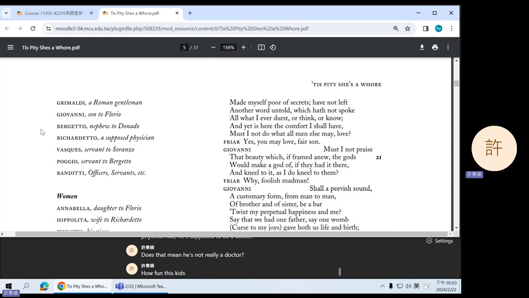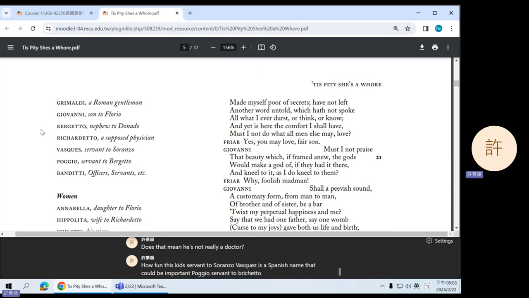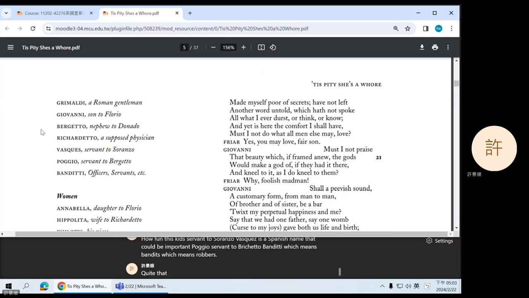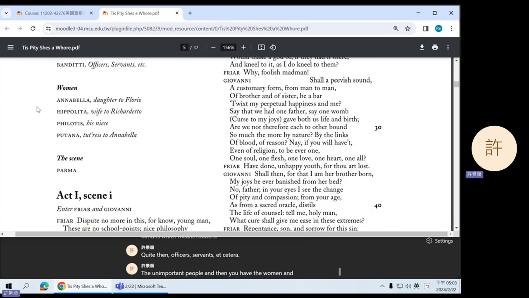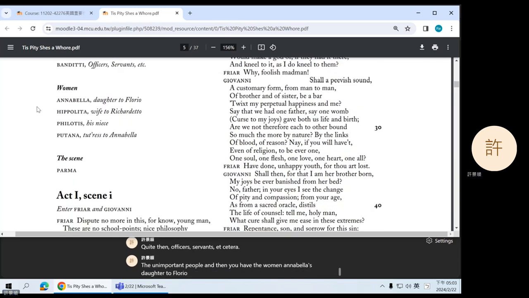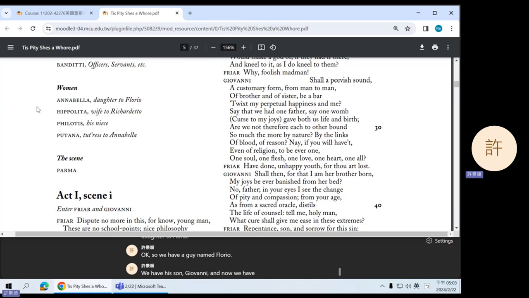Vasquez, servant to Soranzo. Vasquez is a Spanish name. That could be important. Poggio, servant to Brighetto. Banditti, which means bandits, which means robbers. 坏蛋. Officers, servants, etc. The unimportant people. And then you have the women. Annabella, daughter to Florio. Okay, so we have a guy named Florio. We have his son Giovanni. And now we have his daughter Annabella. So those are the two that will fall in love.